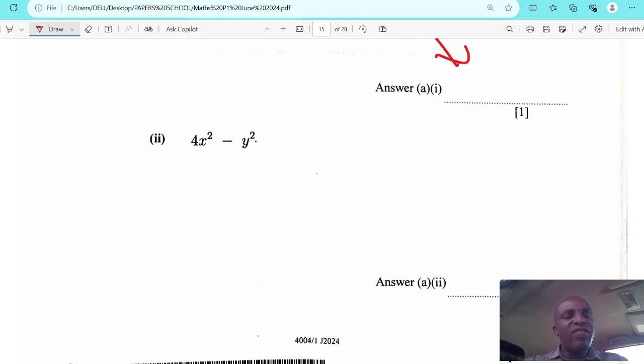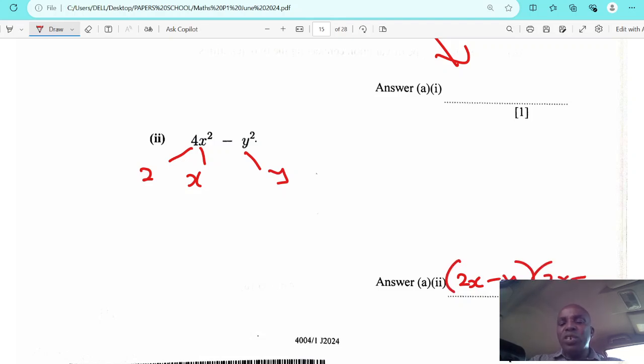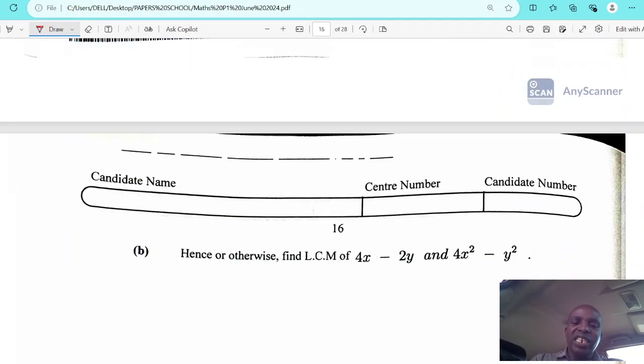Next, factorize. This one is called a difference of two squares. They are numbers with square roots that are subtracting each other. So you take the square root. The square root of 4 is 2. The square root of x squared is x. The square root of y squared is y. So you just say the first one, 2x, you put a minus sign, minus y. You open another bracket, then you put a plus sign. The same things, but put a positive sign, just like that.